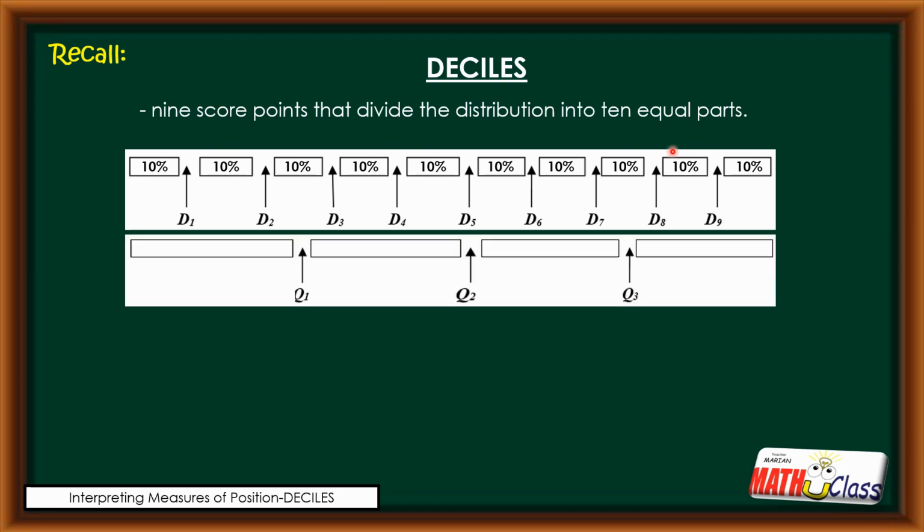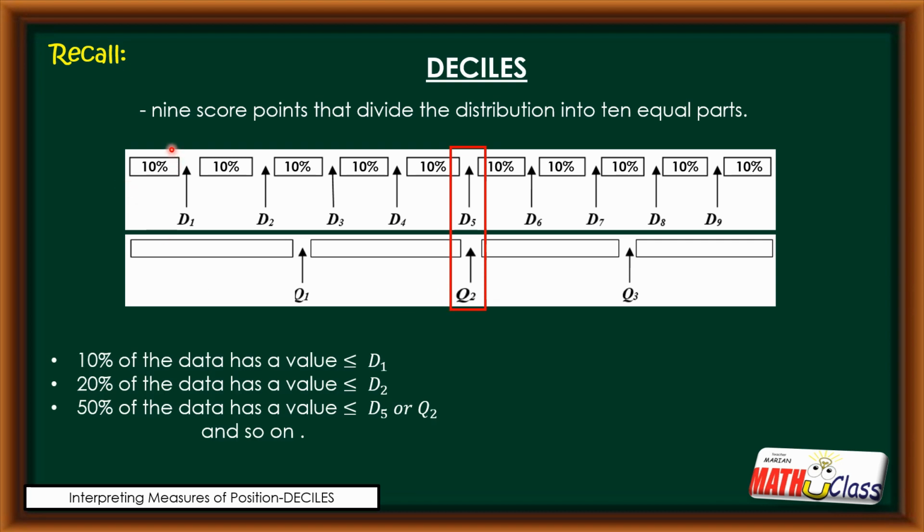In this illustration, we can see the relationship between deciles and quartiles. It is shown that D5 lies on the same point where Q2 is located. Therefore, the value of D5 is equal to Q2. Moreover, we can say that 10% of the data is less than or equal to the value of D1. 20% of the data is less than or equal to the value of D2. 50% of the data is less than or equal to the value of D5 or Q2, and so on.